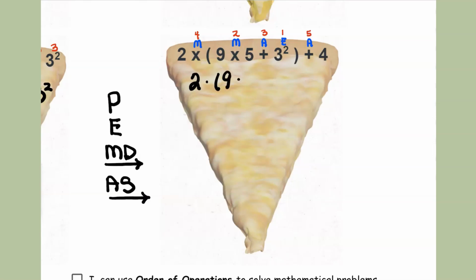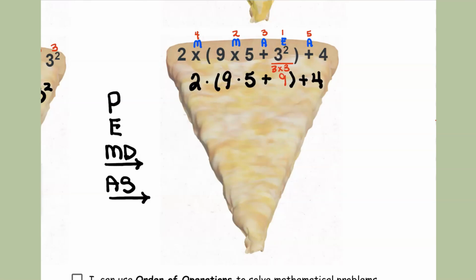Please remember to bring down everything you're not going to touch to begin with. So that 3 squared, that's what we're doing first. 3 squared just means 3 times 3, which is 9. Bring down your parentheses, bring down your plus 4. Awesome. What's the second one that we should do?